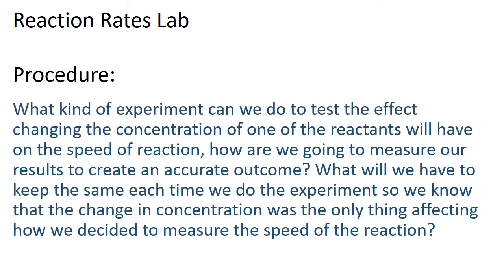Now for part 2. How does changing the concentration of a reactant affect speed of reaction? So what kind of experiment can we do to test the effect changing the concentration of one of the reactants will have on the speed of reaction? How are we going to measure our results to create an accurate outcome? What will we have to keep the same each time we do the experiment so we know that the change in concentration was the only thing affecting how we decided to measure the speed of reaction?